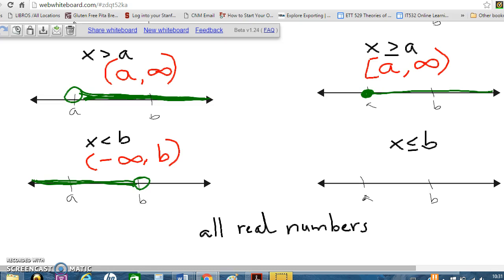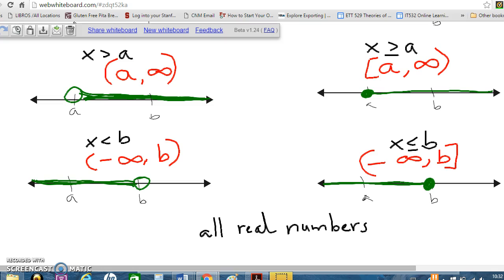In the other case, same thing, I'm starting at B, but now my circle is full and I'm moving in this direction. So I go from negative infinity, because that's my starting point, to B. So I go parentheses here and brackets there.